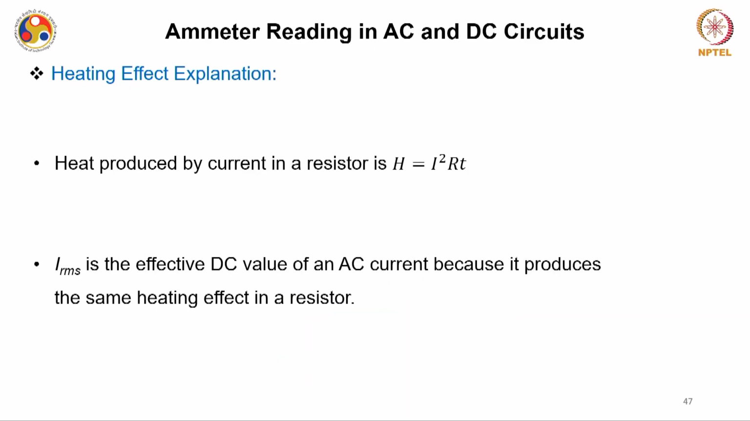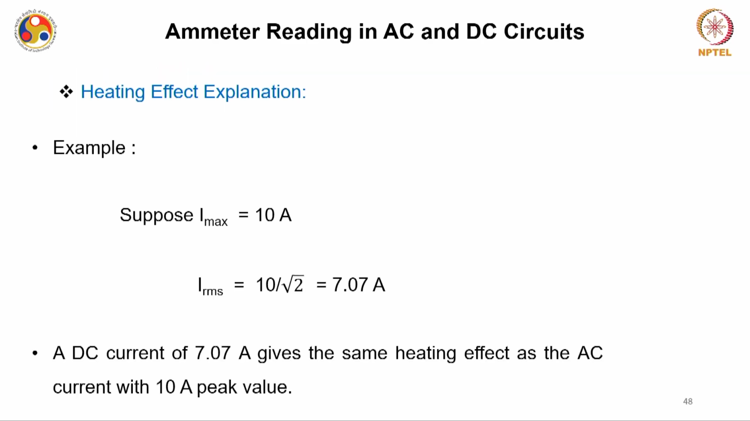The heat produced by current in a resistor is given as I squared R T, where this I is the RMS value, and it is the effective DC value of an AC current because it produces the same heating effect in the resistor. Say I max is, for example, 10 amp. If I calculate the RMS value for the AC signal, I will have 10 by root 2, which is 7.07 amp. So a DC current of 7.07 amp gives the same heating effect as the AC current with 10 amp peak, or 7.07 amp RMS.